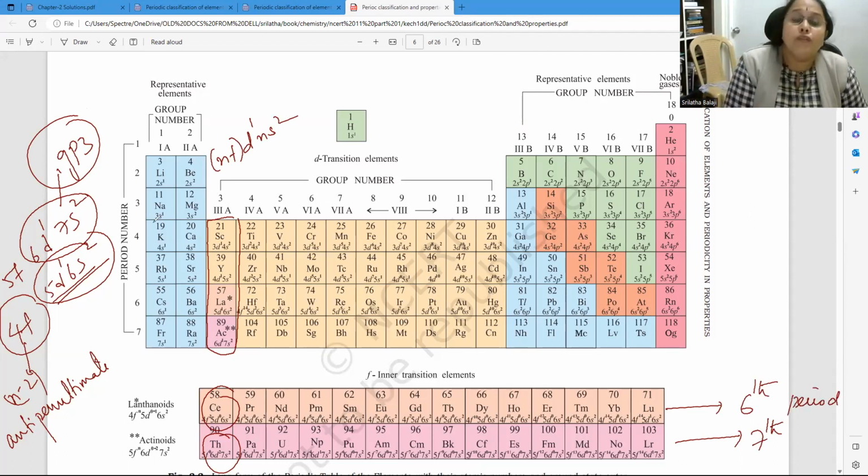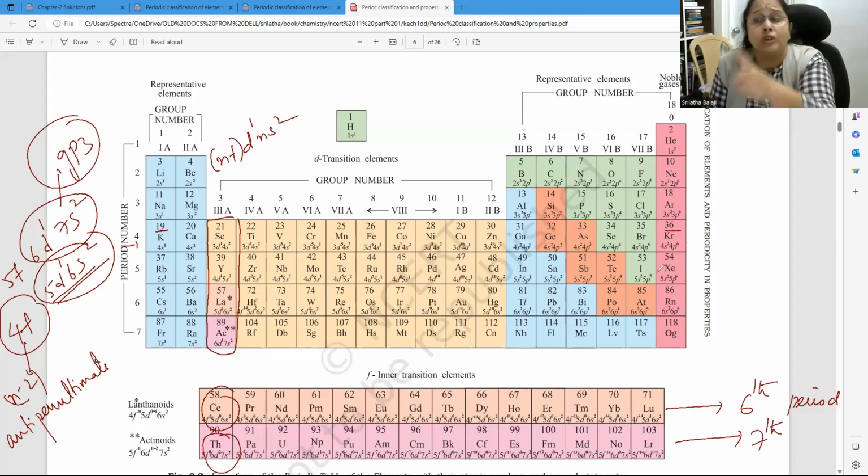What I'm saying is, if you take elements belonging to the same period, consider the 4th period. From atomic number 18 to atomic number 36, all these elements belong to the same period. But isn't it that every element individually belongs to a different group? Potassium, group 1, calcium, group 2, bromine, group 17. Individual elements belong to different groups, but all the elements belong to the same period.